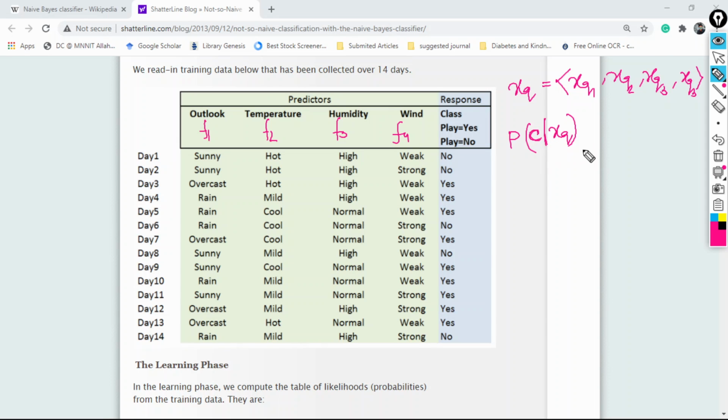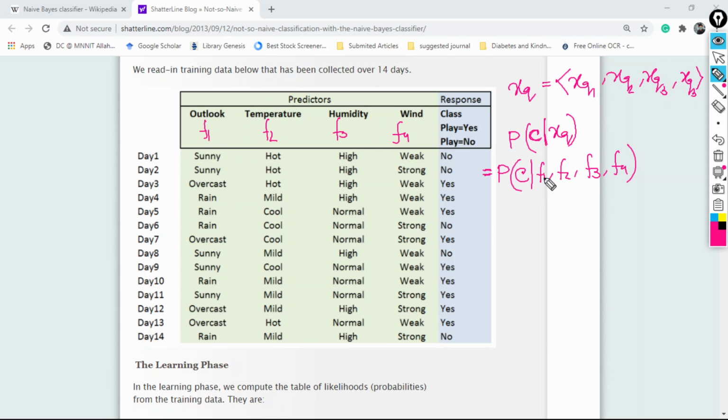If you remember the naive Bayes probability, this probability can easily be written in terms of feature 1, feature 2, feature 3 and feature 4, each responsible for its point. Instead of writing xq1 again and again, I am simply writing f1, f2. So don't think these features are the same as those features.